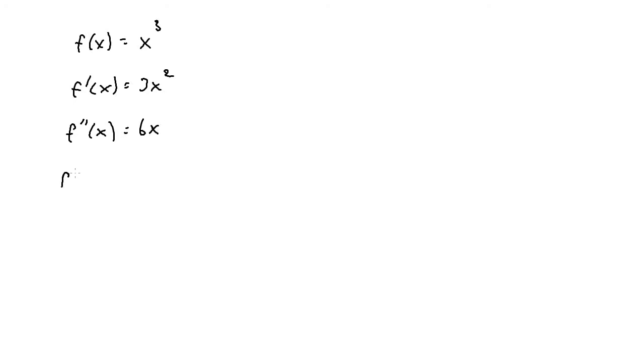So then f triple prime of x equals 6, and then f quadruple prime of x, or in this case, anything greater than the third derivative is written as f to the fourth in parentheses. This is known as the fourth derivative of x is going to be equal to, well, the derivative of a constant 6 is going to be 0.